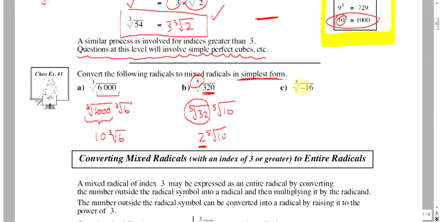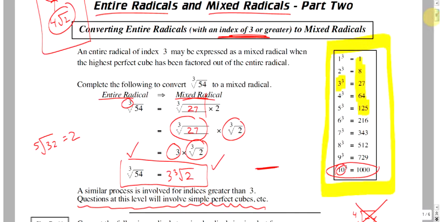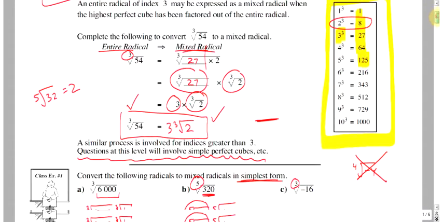Okay. Can I take the cube root of a negative number? Can I take the 4th root of a negative number? Anybody think they can do that? All right. I need to find a perfect cube in 16. Hey, I got a list of perfect cubes right there. Which one of those goes into 16? Yeah, that does. All right.